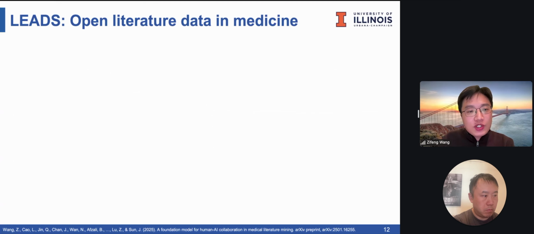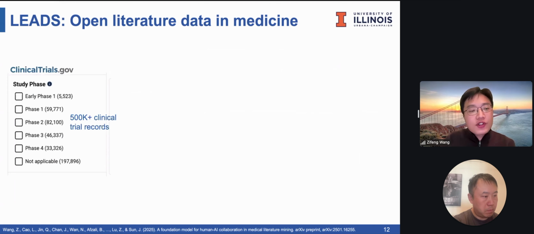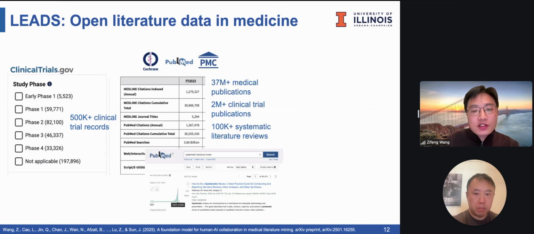So our motivation is that to train LLMs, you need a large amount of data. And for literature mining, there are actually a lot of open literature data we can leverage, right? For example, clinicaltrials.gov, where you can easily find more than 500,000 clinical trial records. And from the medical publications, you can find from Cochrane and PubMed Central tens of millions of medical publications. And from them, maybe more than 2 million are actually clinical trial publications and also systematic literature reviews.